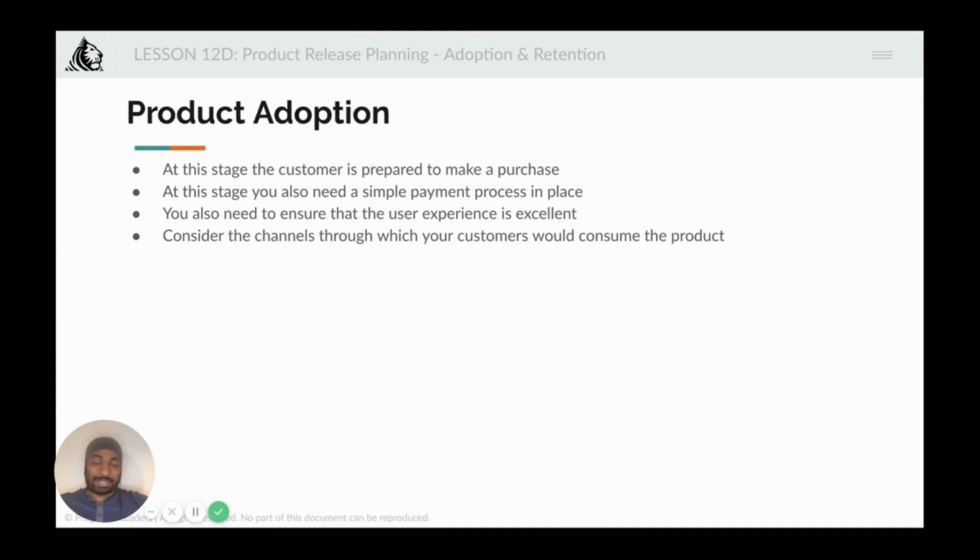Product adoption is a big topic in itself, but the idea of this unit is to give you a sense of how product release planning goes, and what are the important things that you need to worry about.